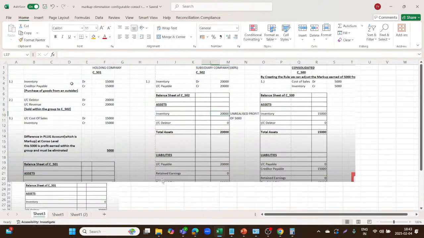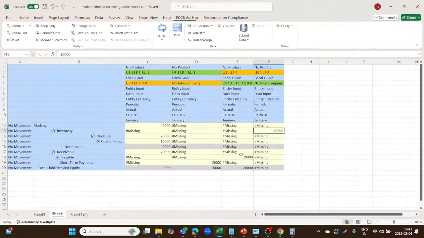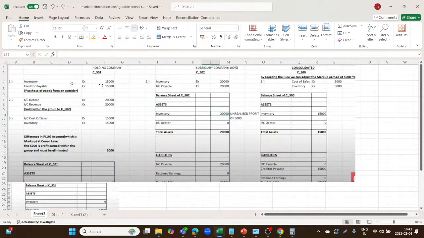Then intercompany payable is 20,000, that is, now the subsidiary company has booked that they have to pay the holding company, so that will be an intercompany transaction. So intercompany payable of 20,000, so we have booked the same intercompany payable of 20,000. This is what has been booked by the legal entity 2, right? So all these transactions have been entered in the input sheet.